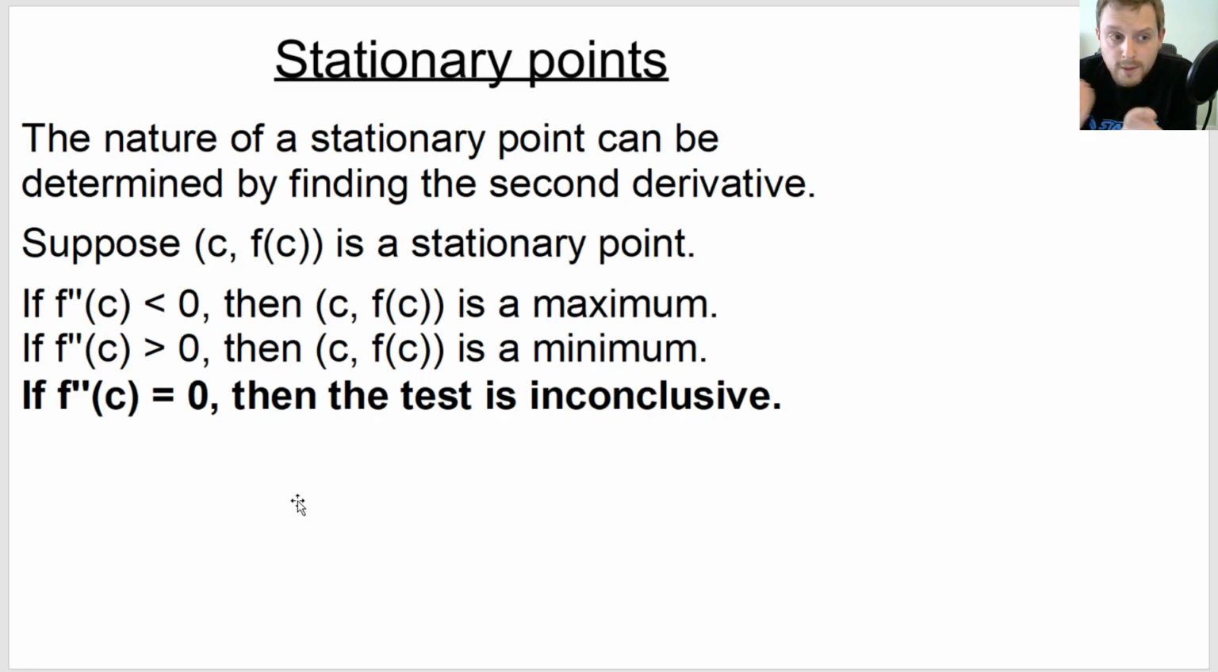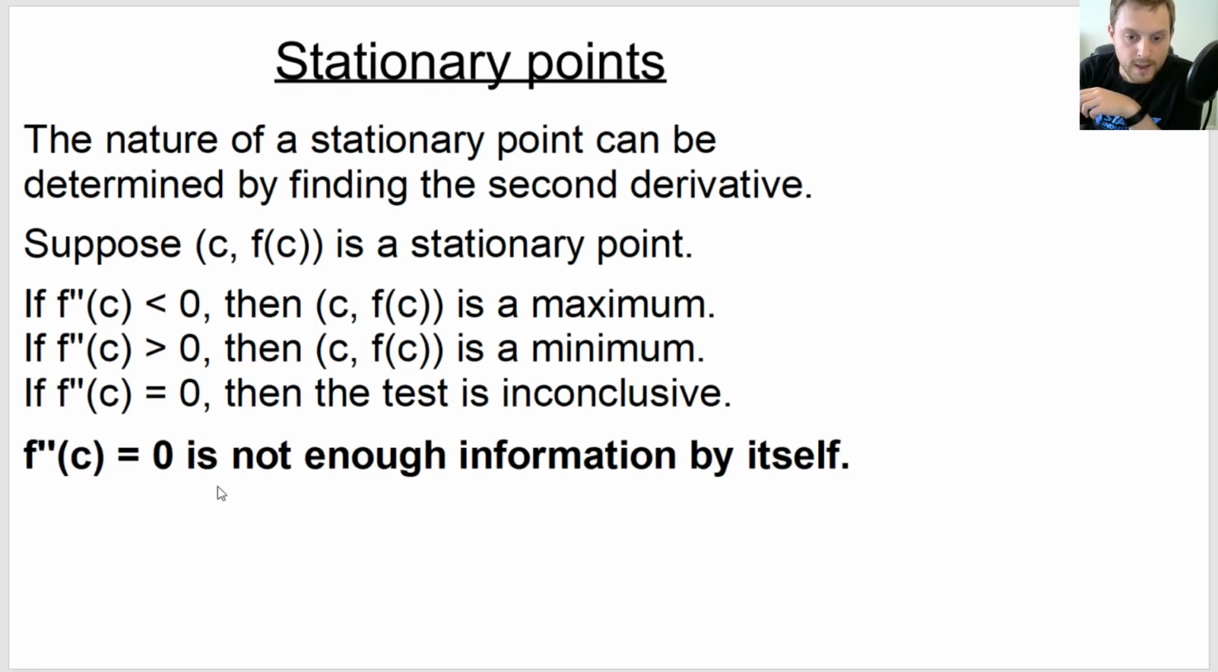If any of them come out as being negative for the second derivative, you've got a maximum. If the second derivative at those points is positive, you've got a minimum. If the second derivative is 0, you cannot tell anything. It could be anything. It could be a minimum or a maximum or a point of inflection.